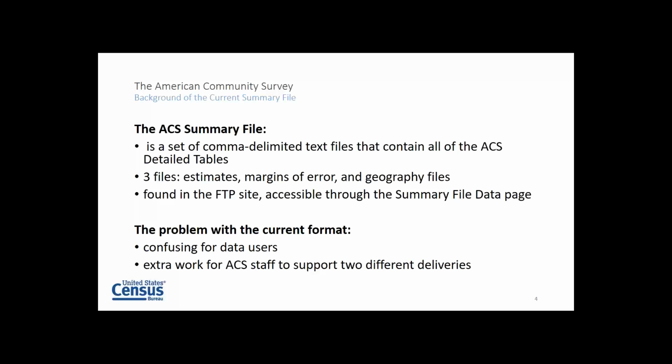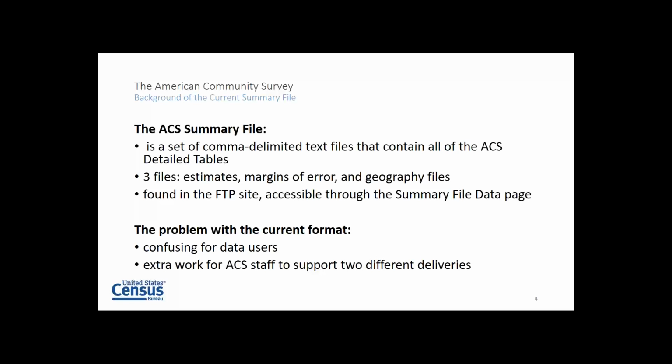The detailed tables are stored in a series of files with only the data from the tables and without such information as the table title, description of the rows, or geographic identifiers. That information is located in other files that data users must then merge with the data files to reproduce the full tables. So the current format of the ACS summary file is, or at least it can be, confusing for data users, and it is also extra work for the ACS staff to support 2 different deliveries.